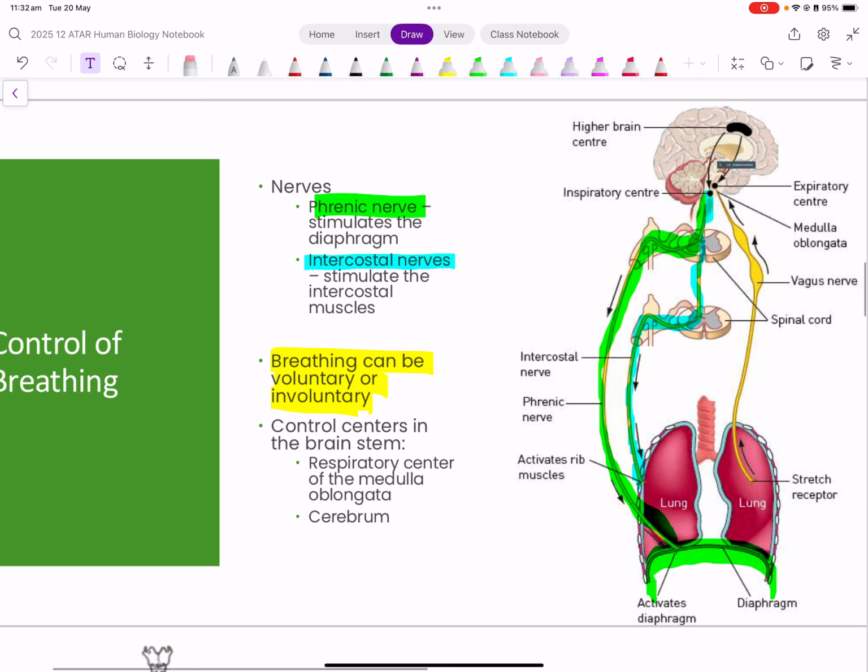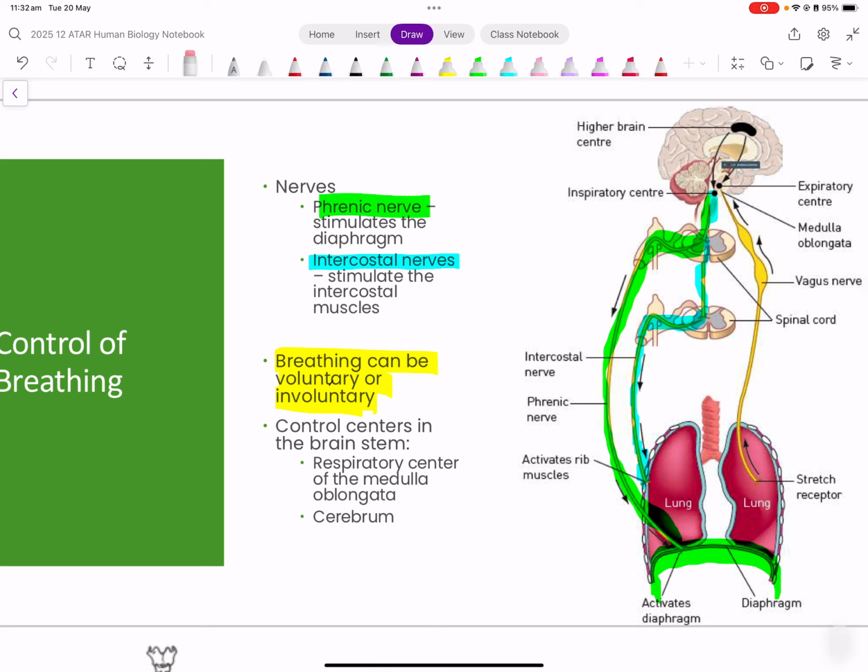So when we're talking about voluntary versus involuntary breathing, the voluntary portion of our brain is the cerebrum. The involuntary portion of our brain, and I'll highlight it on my diagram and over on the left as well, is the medulla oblongata. So the medulla oblongata is what takes over when you're not thinking consciously about your breathing.